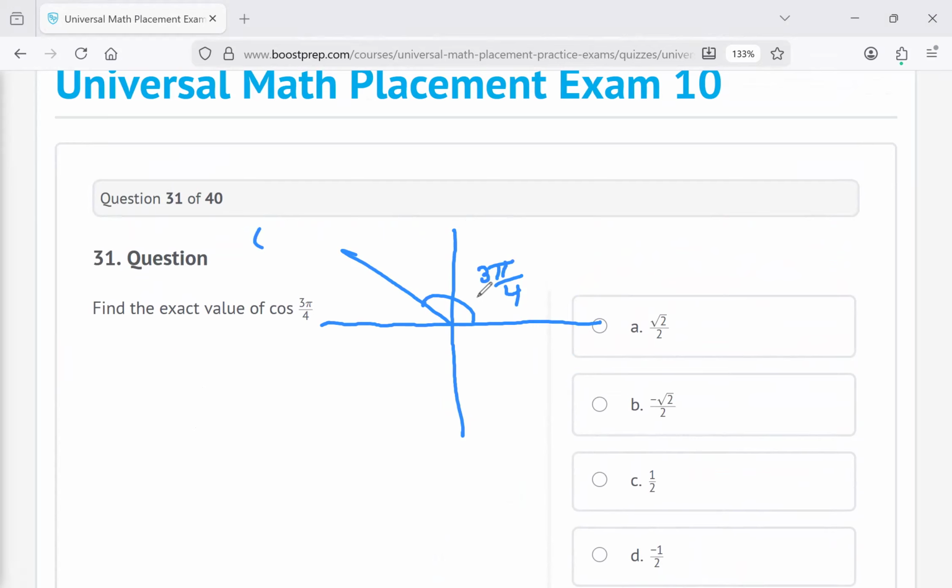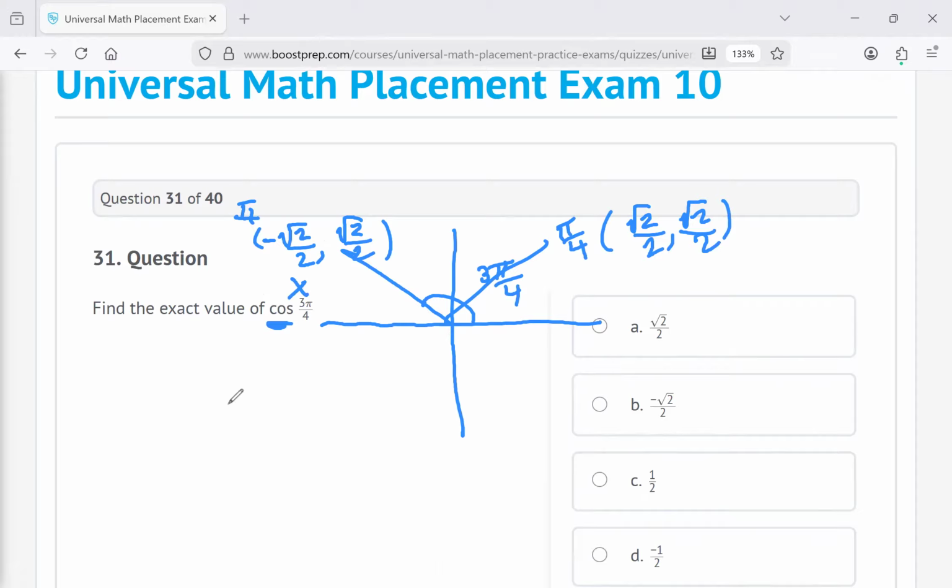And I know it's related to pi over 4, which has an x-coordinate of radical 2 over 2 and a y-coordinate of radical 2 over 2. The only difference is that because we are in quadrant 2, the x value is negative, so it's negative radical 2 over 2 and a y of radical 2 over 2. So when they say cosine, and it's an angle within the unit circle, the cosine is the x-component. So it's just going to be negative radical 2 over 2.